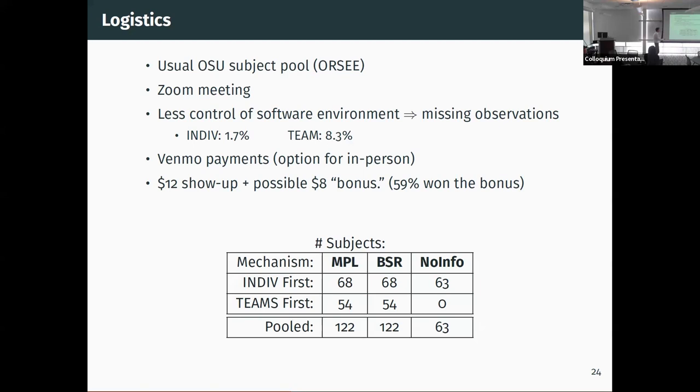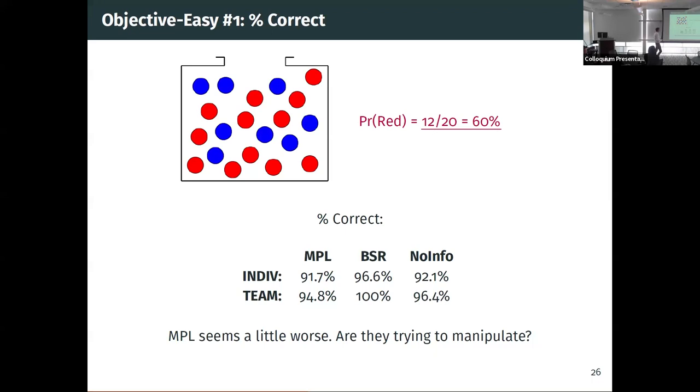All right, let's get to the results. This, like I said, was the easiest question. The correct answer is 60%. This is, for each mechanism, the percentage of people or teams that said 60%. That's pretty high. Let's focus on teams. For the BSR and BQSR, every single team that we had reported 60%. No manipulation, no one got it wrong. When we had the MPL, the price list, the choice list, we did have some teams not report 60%.